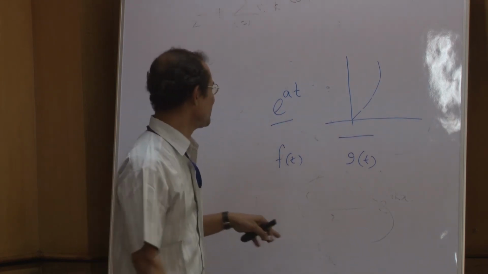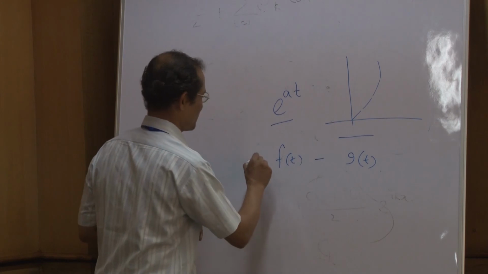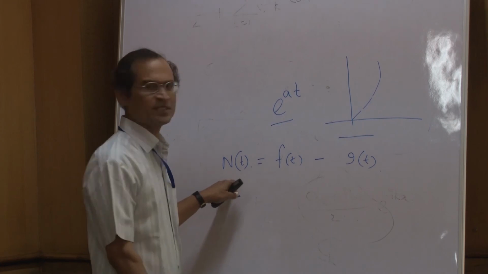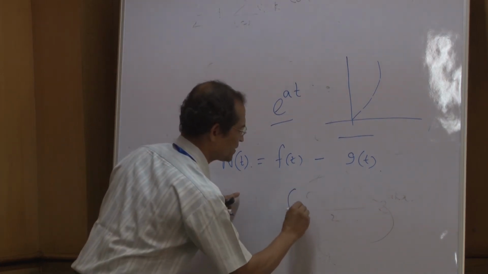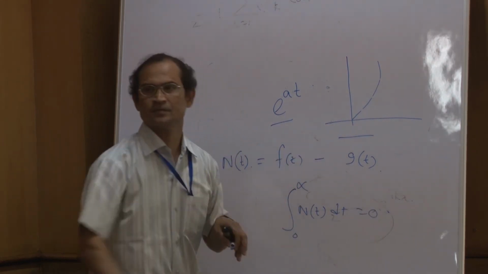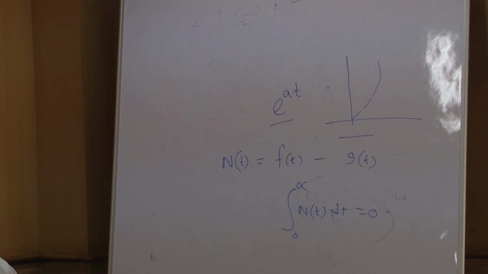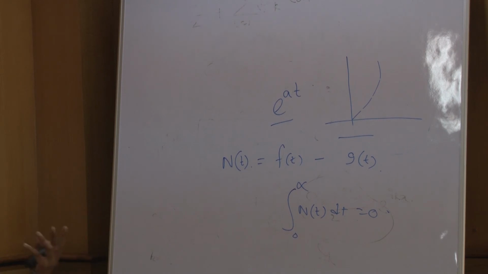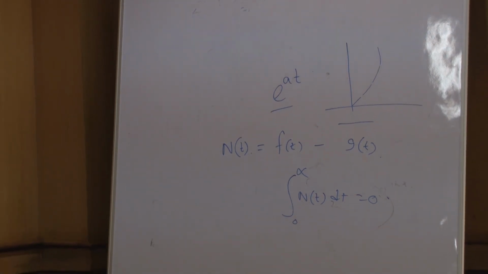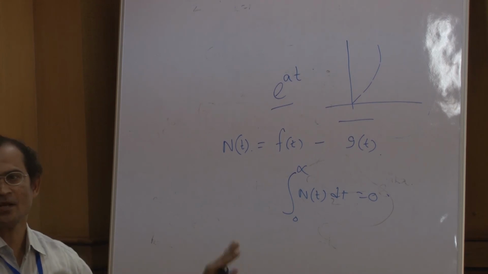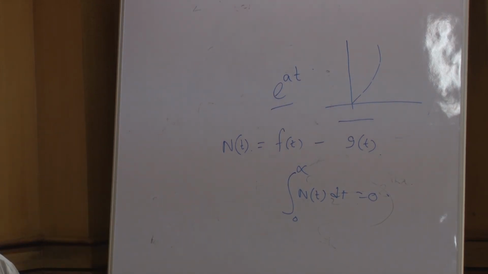Lerch's theorem says that this will, however, always be true: if the difference is a function n(t), then the integral of n(t) dt will be 0. Have to. So even if there are two functions which have the same Laplace transform, when you invert it you can go back to either of the two. But the integral of the difference has to be 0.